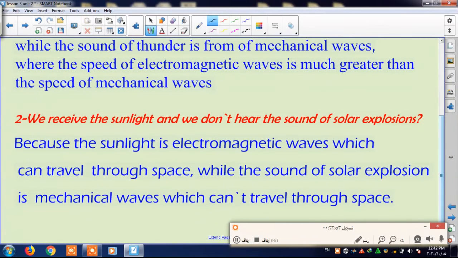When I ask you to give a reason why we receive the sunlight but don't hear the sound of a solar explosion: Why? Because sunlight is an electromagnetic wave, doesn't need a medium to propagate through. So it can move in space between the earth and the sun, and also can propagate in a medium, in air. But we can't hear the sound of a solar explosion that occurs in space. Why? Because it is a sound wave, a mechanical wave that needs a medium to propagate through. So we can't hear the sound of the solar explosion.